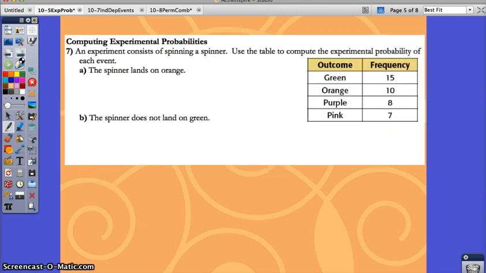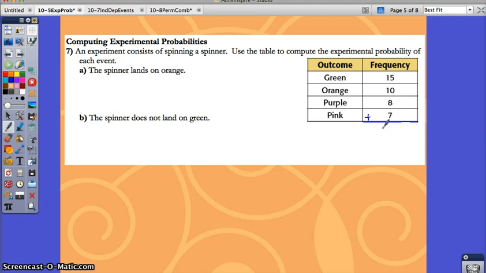So conducting an experiment, you can find the experimental probability. You're just going to use the results that actually happened and not what would happen in theory, okay? For this experiment, they spun a spinner, and we're going to use the table to compute the experimental probability. Remember, with experimental probability, the denominator is always the number of trials, so always add it up first and figure out how many trials you ran.